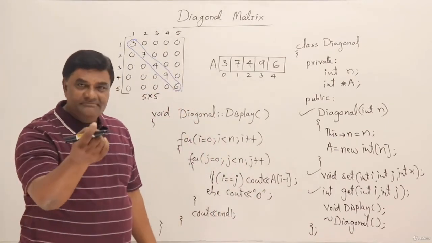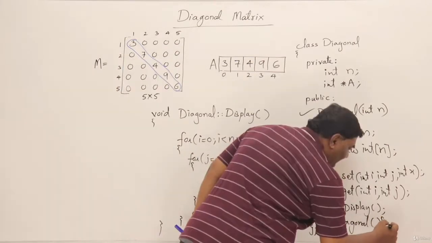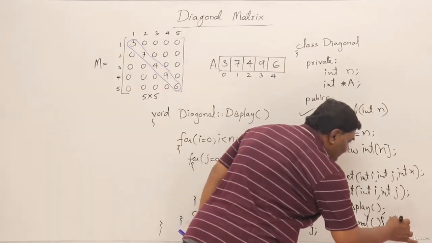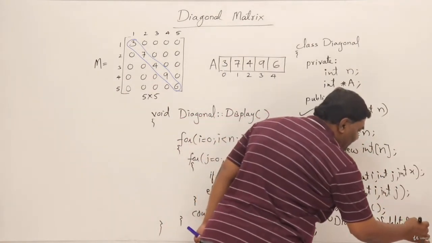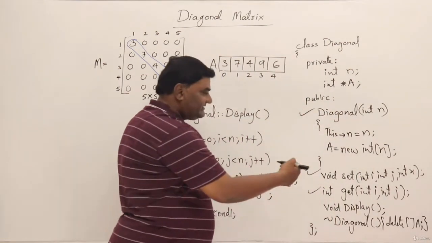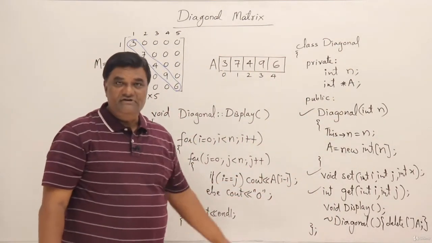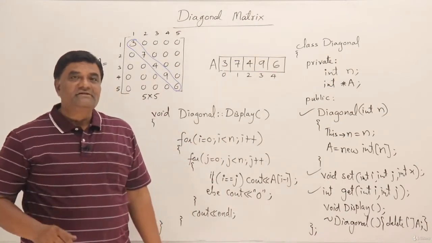Then I have this last function, that is the destructor. It should have just a simple statement, so I'll explain it there only. I just have to say delete this array A, the one that is dynamically allocated, it should be deallocated. So just a single statement inside that function. So that's all for our diagonal matrix.